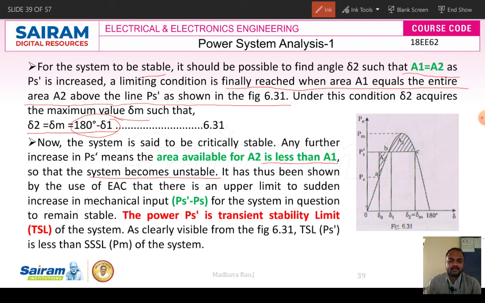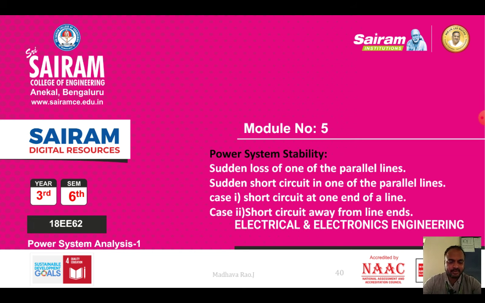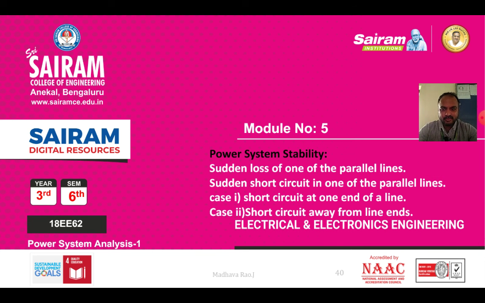So we can say that power PS dash is the transient stability limit. It is clearly visible that PS dash is less than PM. When both areas are equal, the system is stable. When they are not equal, the system is unstable. You can also call it critically stable. So this is about applications of equal area criteria.